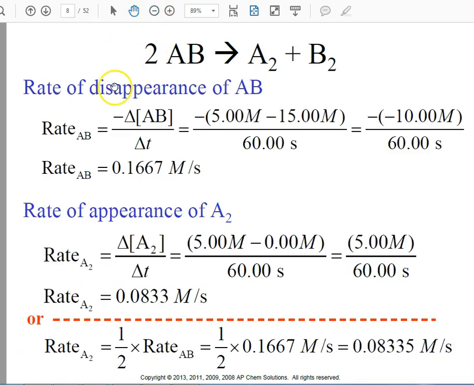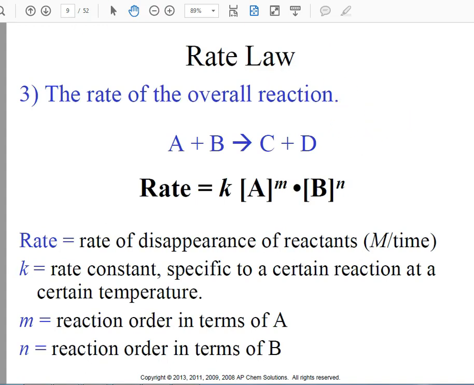So there's that information again. The rate of disappearance of your reactants will have a negative sign so that it comes out to be positive, and the rate of your appearance is already positive. And then you can find the rate of something else by comparing it to the others. For example, the rate of A we know is going to be half the rate of AB because A has a coefficient of 1 while AB has a coefficient of 2. Right, so we'll stop there, and then next time we'll talk about the rate for the overall reaction, which is known as the rate law.